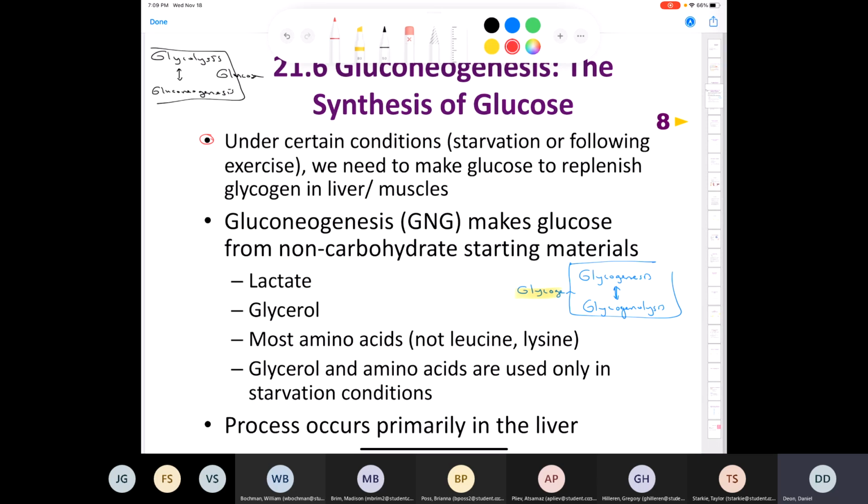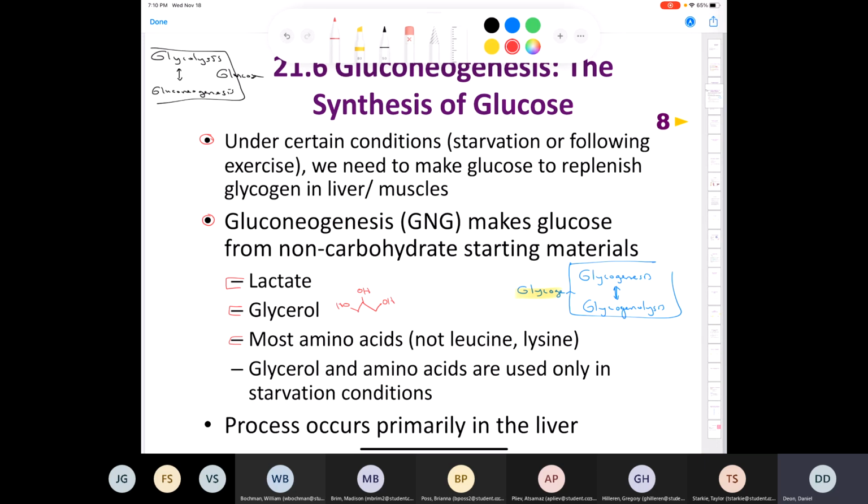So in that case, you need to rely on this process called gluconeogenesis, right? I told you that the human brain requires something like 20 grams of glucose per hour. Okay, so that's a lot of glucose. So gluconeogenesis, again, makes glucose from non-carbohydrate starting materials like lactate, the conjugate base of lactic acid. We just looked at the structure of lactate. Glycerol, everybody here should know the structure of glycerol and have that well memorized. Most amino acids, not leucine and lysine, the exceptions aren't important.